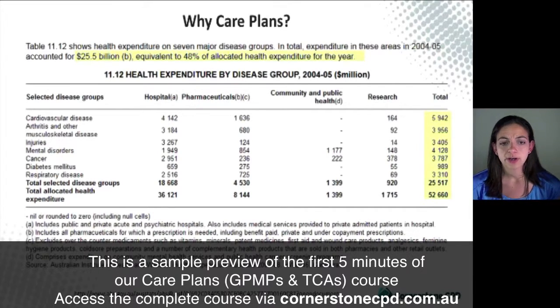If we have a quick look at our budget expenditure for health, around $25.5 billion, or that's 48% of the allocated health expenditure for a year in Australia, is roughly allocated to chronic diseases. So not only do we have a huge burden of chronic disease and an increasing burden of chronic disease, but we also know that we have an aging population, and with that comes more chronic disease. One of the things is we know that we're living longer, but we're not necessarily living healthier.